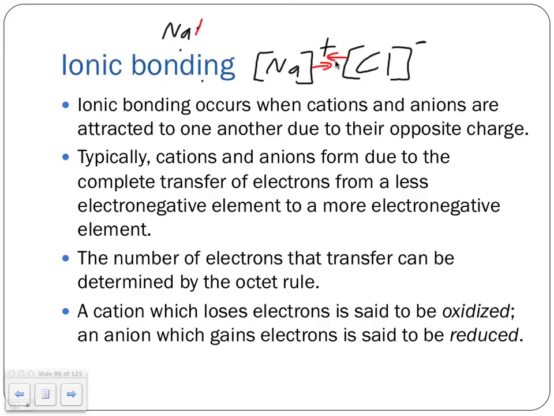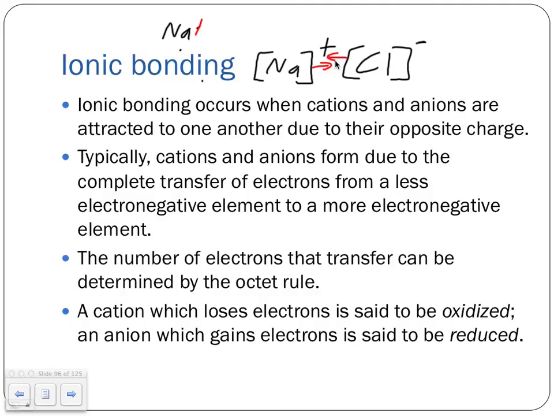Now, how does this happen? We said the sodium has to lose its electron, the chlorine has to gain an electron, and fortunately they tend to help each other out on that. So typically, cations and anions form in ionic bonds due to the complete transfer of electrons from a less electronegative element to a more electronegative element.